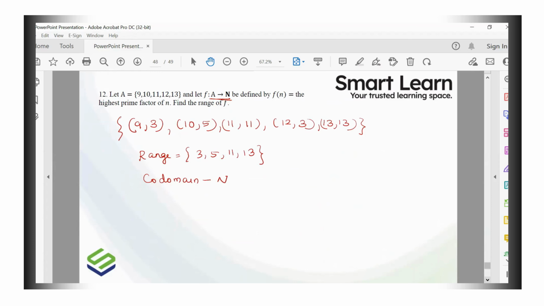So, this one, how will you know, children? This is the highest prime factor of n. So, that means 9, this is 3. 10, 5. 11, 11. 12, 1, 2, 3, so 3. Then 13, 13. So, here the range will be what, children? 3, 5, 11, 13. Codomain, you know codomain? Because A to N, so that N is the codomain.